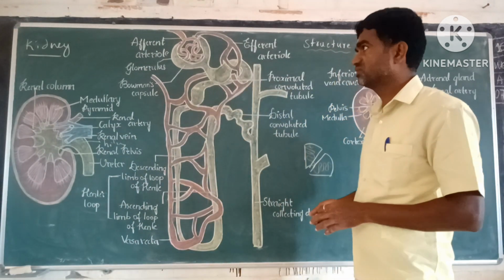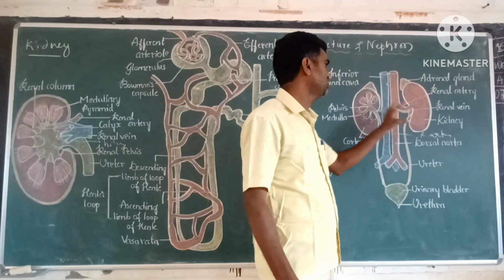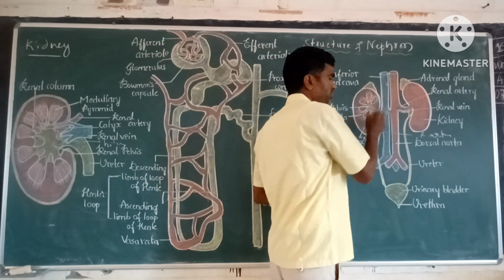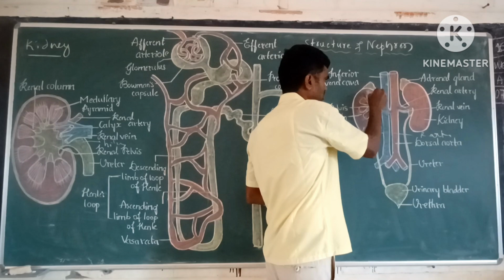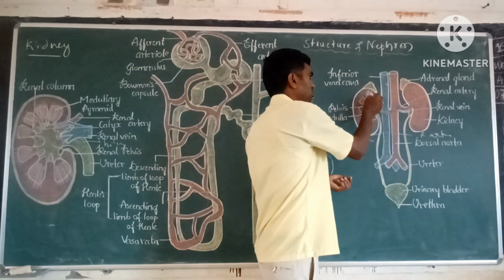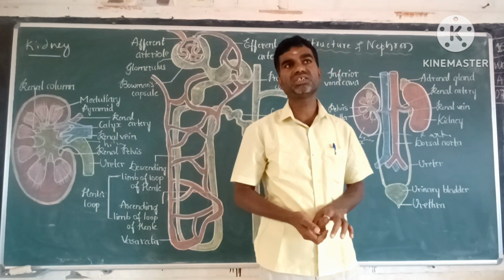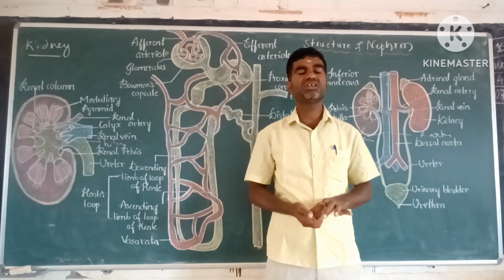The next one is the nephron. This is the kidney, and here I am taking one of the renal pyramids. Nephrons are formed here in the renal pyramid. There are 1 million nephrons. The nephron is the structural and functional unit of the kidney.